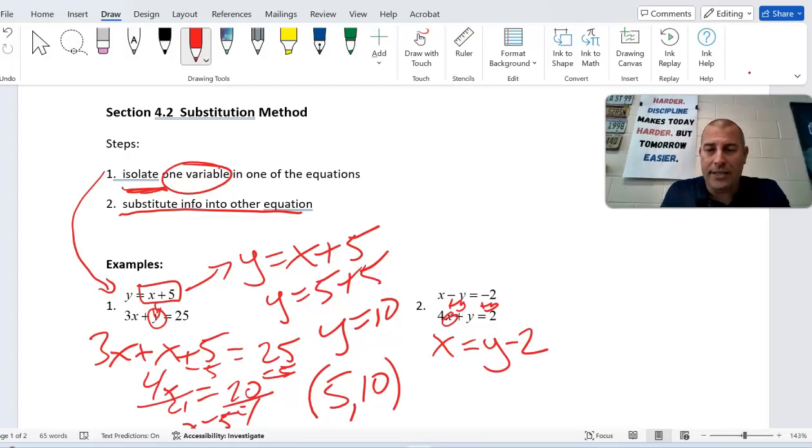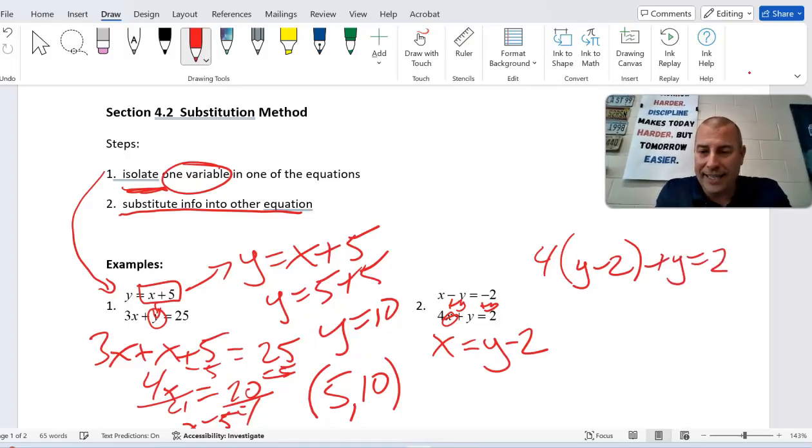We're going to plug in the y minus 2. Now, what makes this one a little bit more interesting is we have the 4 up against it. So 4 times, and it's not just an x. That's why the parentheses are there. It's a y minus 2. And then I've got a plus y, and then an equals 2.